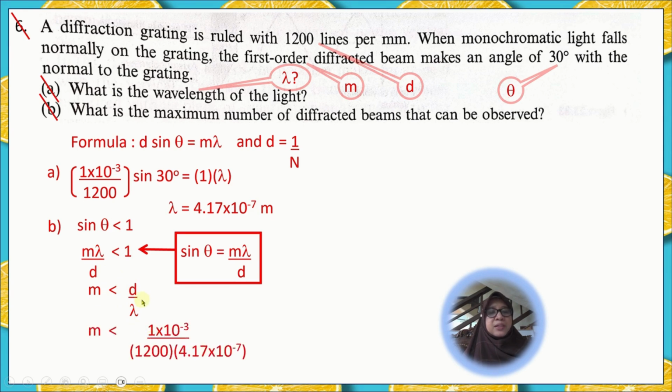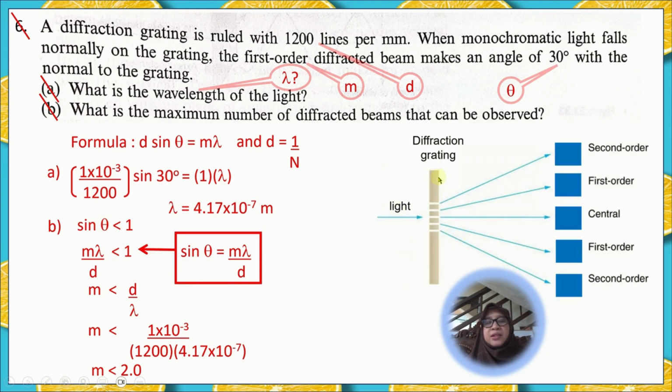And we substitute d, which equals 1 over N. And the 1 is in meter, so you convert millimeter to meter. And N is 1200 lines. And the lambda calculated in A is 4.17 times 10 to the power of negative 7. So we get m here must be less than 2. So less than 2; if equal to 2, cannot, the angle cannot be larger than 90 degrees like said just now.